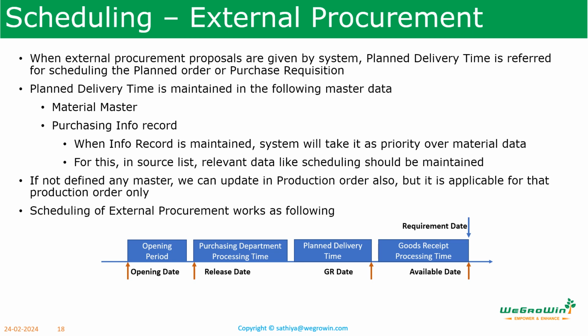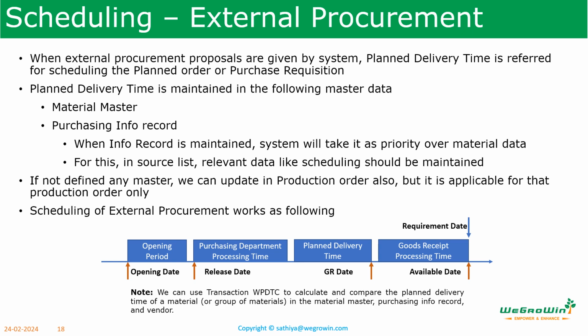From the GR date, it considers the planned delivery time and the purchase department processing time. That is calculated as a release date. And then from there, the opening period is calculated. So when you see the dates, these dates are arrived at with this logic. So we have to understand where the date gap is more and how the date has come, and if you want to reduce some dates, where to reduce them. So you have to analyze all these details.